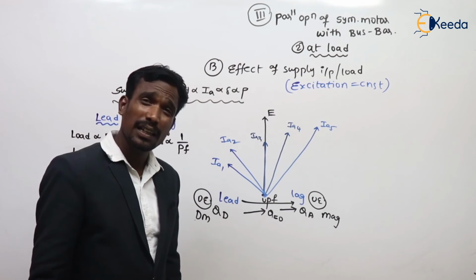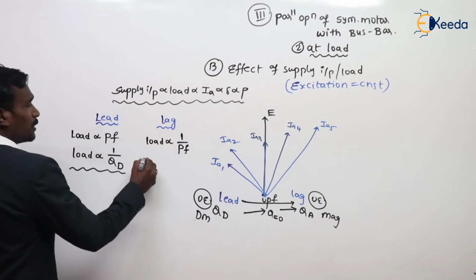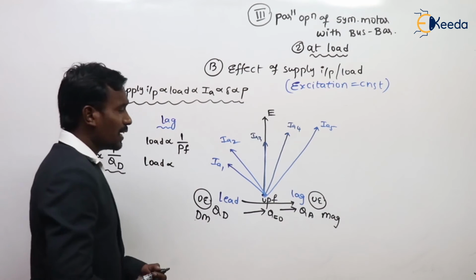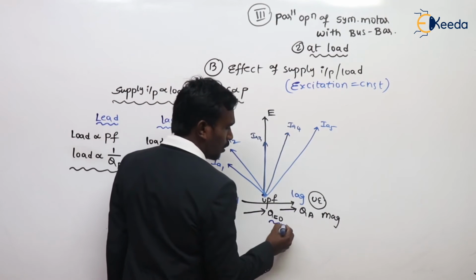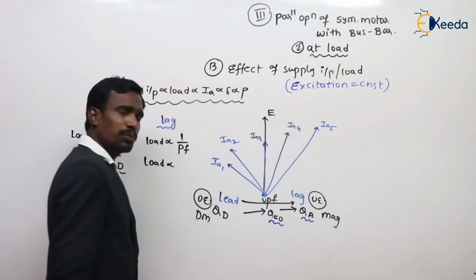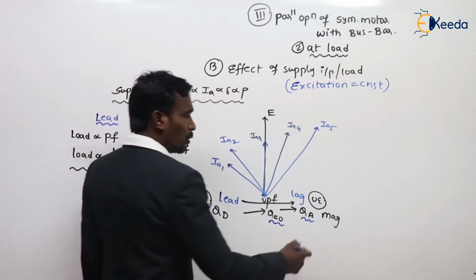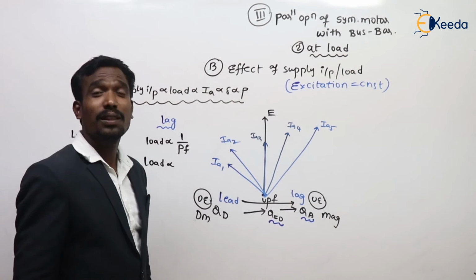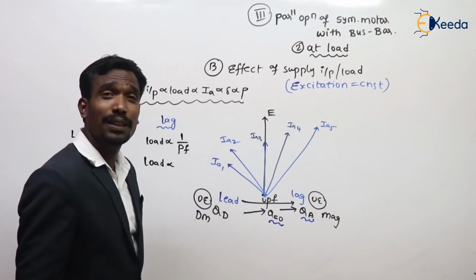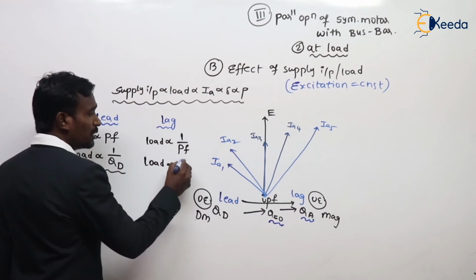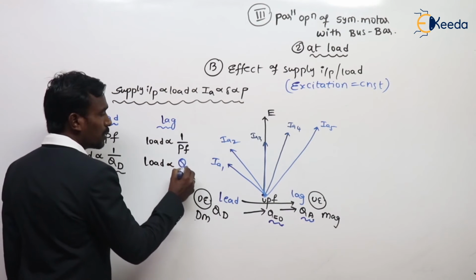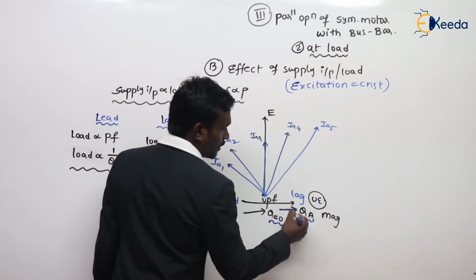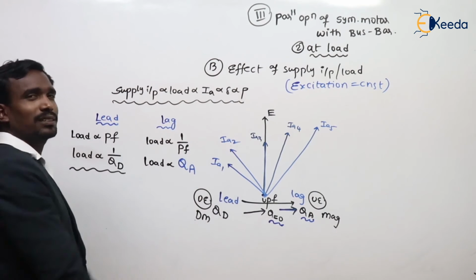Is it okay? Next, what happened to reactive power here? Here the reactive power is 0, but here Q is observed. Here Q is observed, but here Q is 0. What happened here? Here the load is directly proportional to reactive power, because when the load increases, Q observed increases.